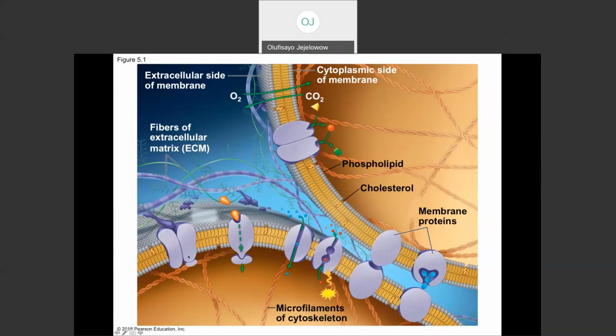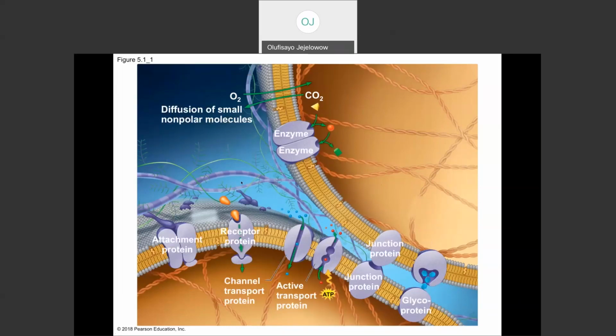Membrane proteins also attach to the cytoskeleton on the cytoplasmic side, the interior of the cell, and then to the extracellular matrix fibers, helping to give integrity in multicellular organisms. So as you can see, there are several roles for the cell membrane. Again, let's quickly look at this. They allow diffusion of small molecules.